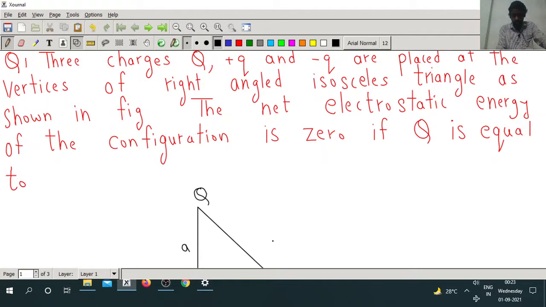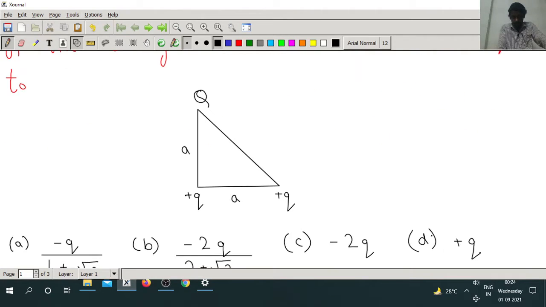Three charges, capital Q, plus q and minus q, are placed at the vertices of a right angle isosceles triangle as shown in the figure. The net electrostatic energy of the configuration is 0 if Q is equal to what? Now you can see that all these three charges are at rest. That means they will have electrostatic potential energy. So we have to find the whole system's electrostatic potential energy.